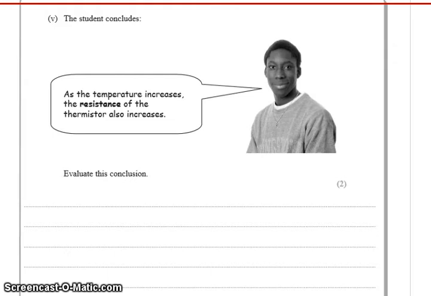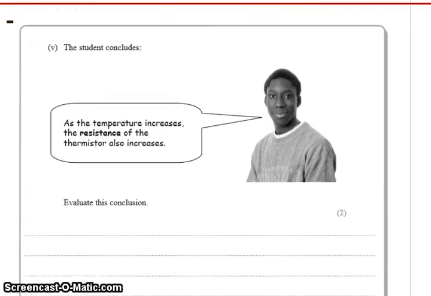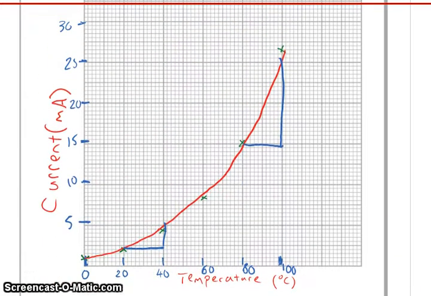Now the student has drawn their own conclusion from this experiment, and they've said as the temperature increases, the resistance of the thermistor also increases, and we've got to evaluate this. Well, first of all, is it correct or not? As the temperature increases, does the resistance increase? Well, looking back at the graph, resistance is not on our graph, so what we do know is that as the temperature increases, the current increases. But what does that tell me about the resistance? Well, resistance and current are inversely proportional here, so the higher the resistance, the lower the current. So the student cannot be correct.